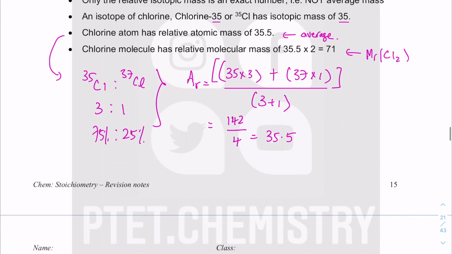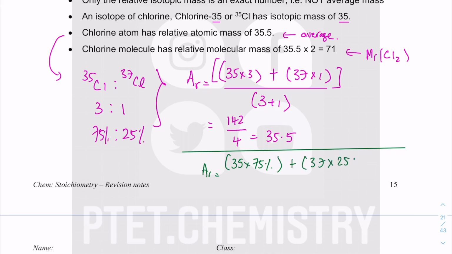How about if you use the percentage? It's going to give you the exact same answer, except that at the bottom you don't have 3 plus 1, you will have percentage. So 35 times 75%, because that's the one that you have a lot more of, plus 37 times 25% divided by 75% plus 25%. So what you're going to end up with is 35 times 75 plus 37 times 25. You're going to get 3550 over 100%. And again, you get 35.5.